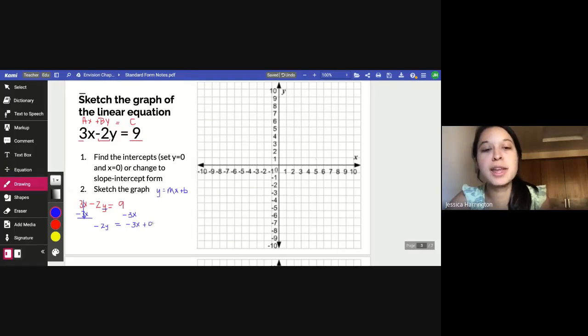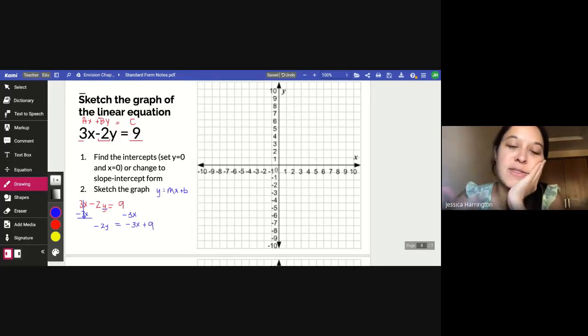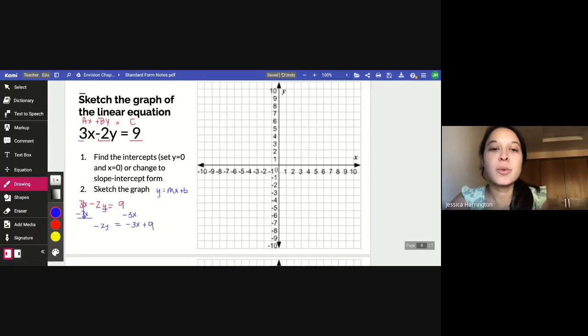If you wrote 9 minus 3x, it's still correct. You just have to flip them at the end. I'm just going to flip them ahead of time. Now the last thing I need to do to get y by itself is to divide by negative 2. Divide by negative 2. And remember, I have to divide each term on the right side by negative 2.